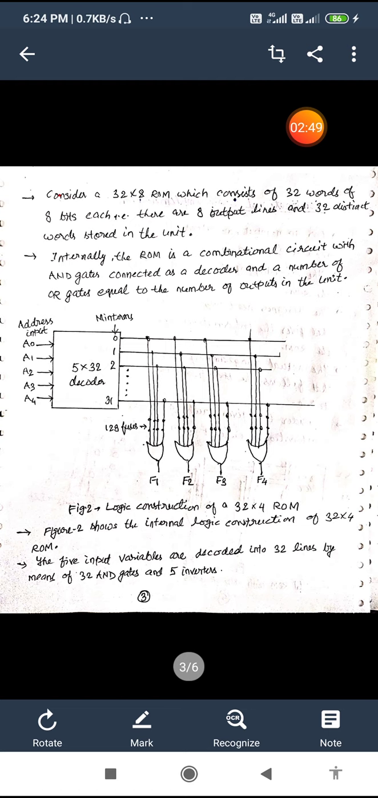We can say that internally the ROM is a combinational circuit with AND gates connected as a decoder and a number of OR gates equal to the number of outputs in the unit. Figure 2 shows the internal logic construction of a 32 by 4 ROM: 4 outputs, 32 words, and 5 input lines. The 5 input variables are decoded into 32 lines by means of 32 AND gates and 5 inverters.